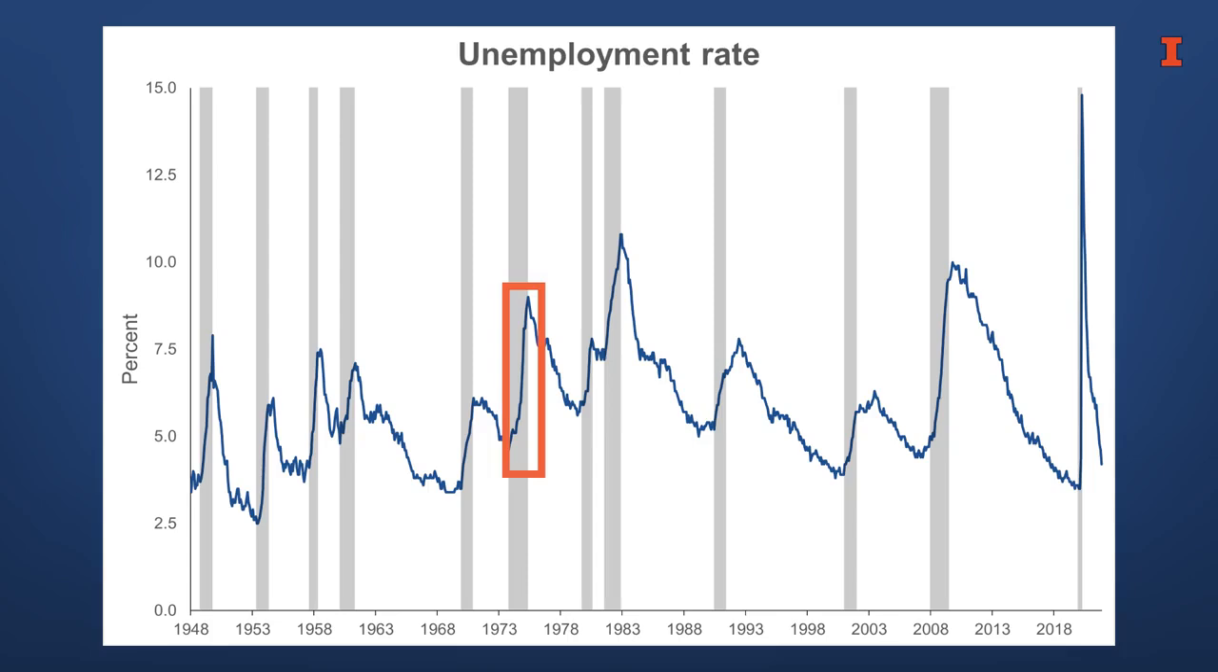For instance, from October 1973 to May 1975, the unemployment rate nearly doubled. It increased from 4.6% to 9%. At the same time, unemployment falls rapidly after the end of a recession. By March 1976, the unemployment rate had already dropped to 7.6%.